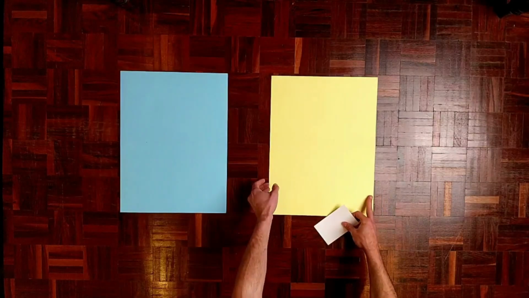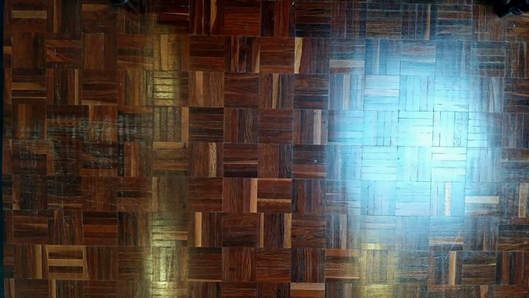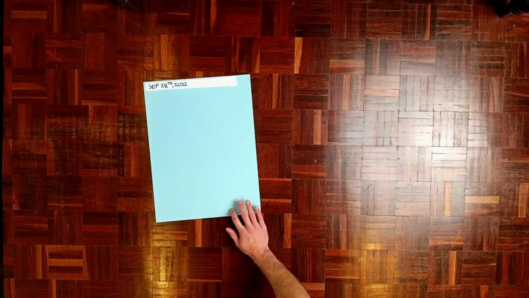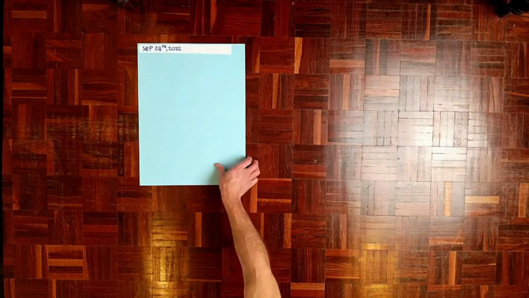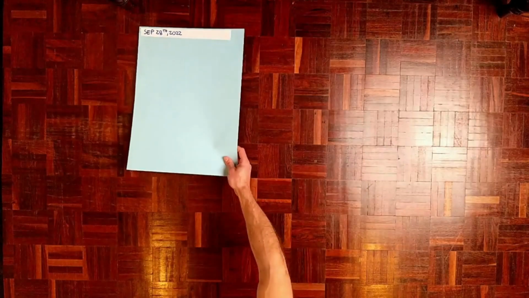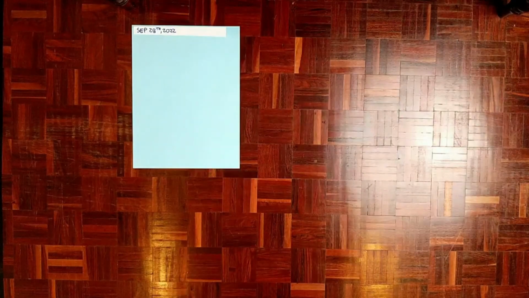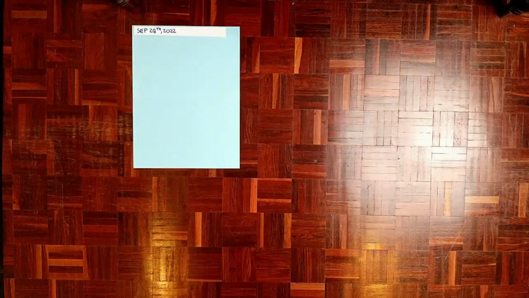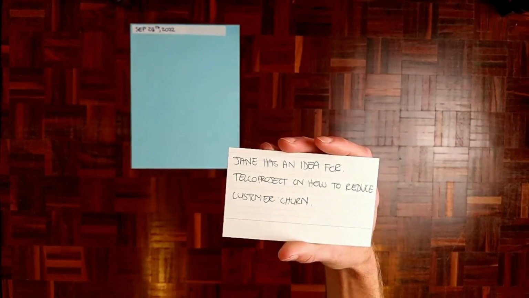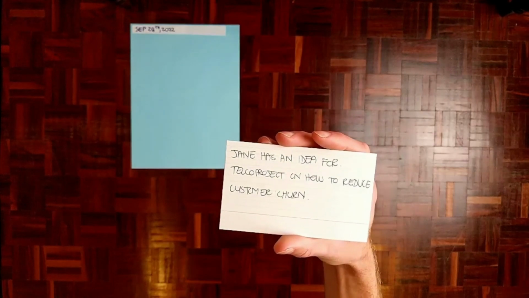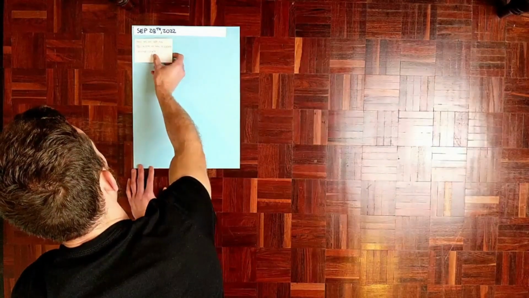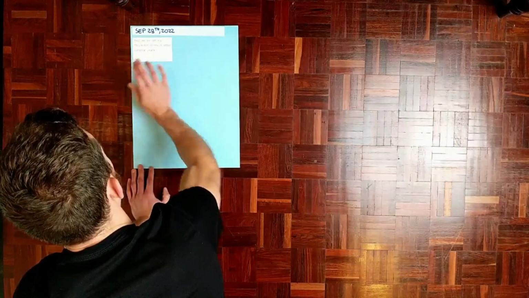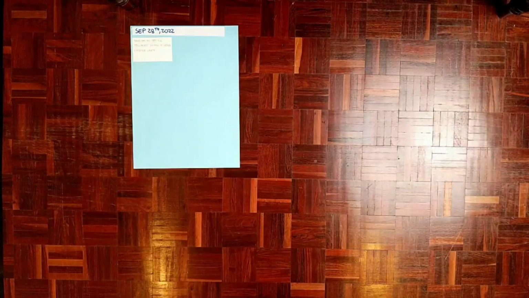Okay, so removing these. When we enter Logseq, the first thing that we see is a blank journal page. This is for yesterday, the 28th of September. I'm just going to put this over here, and now I'm going to start entering information in blocks. The first block that I'm going to enter here is this one: Jane has an idea for telco project on how to reduce customer churn. I literally just enter that right there in the journal page, and that is my first block.